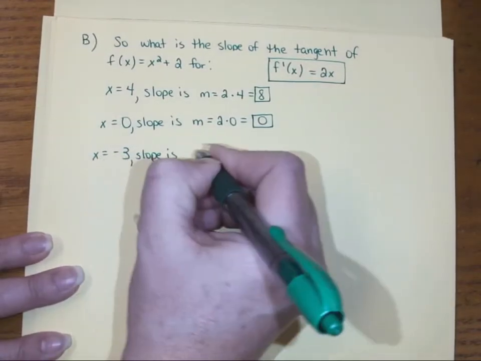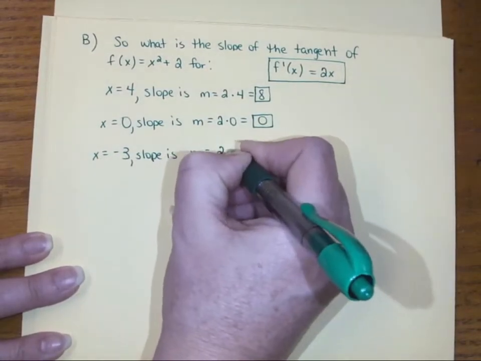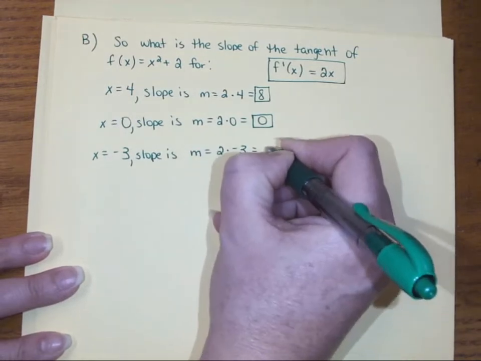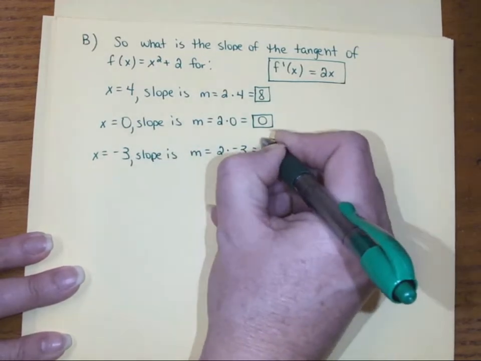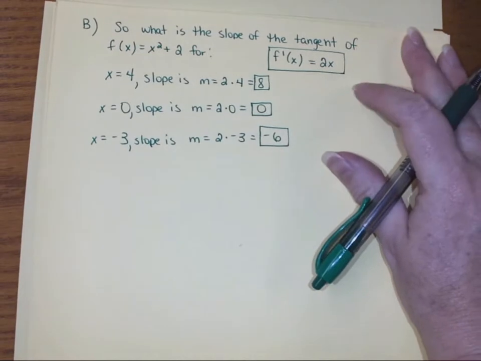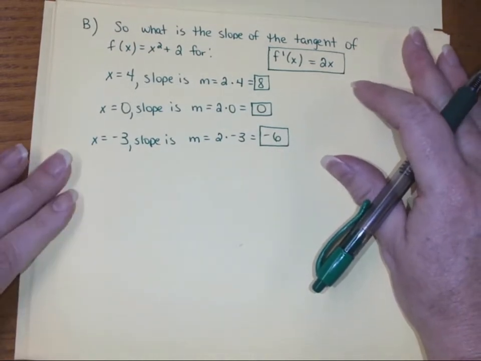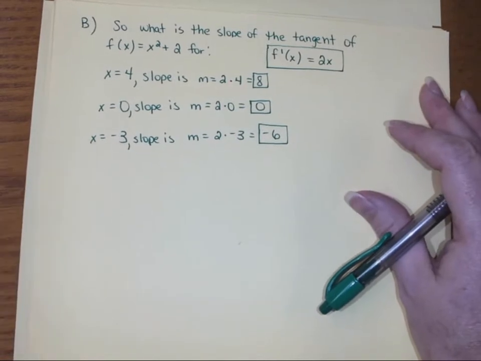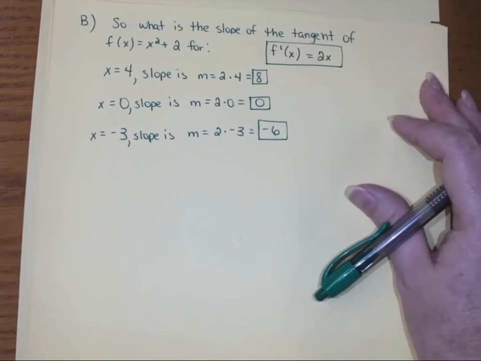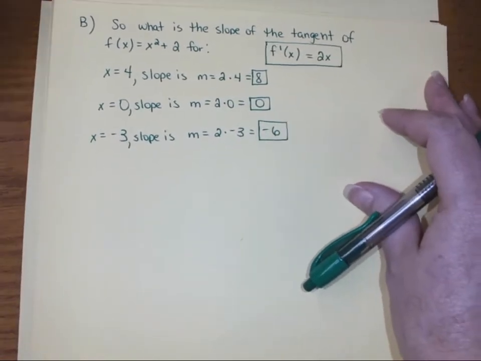And then finally here, we'll do 2 times the x value, which is negative 3, and we'll get negative 6. So all of these are different slopes that occur along that parabola, because it depends on where we are located on the curve that tells us what the slope will be.